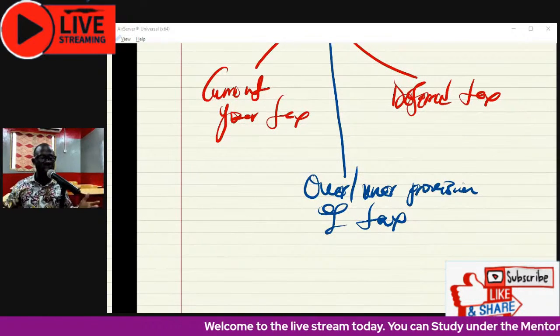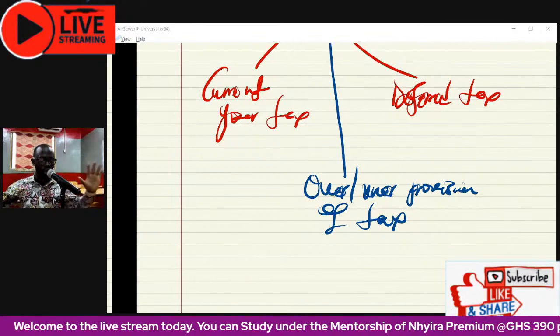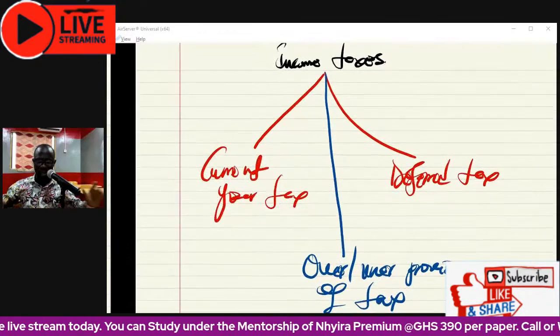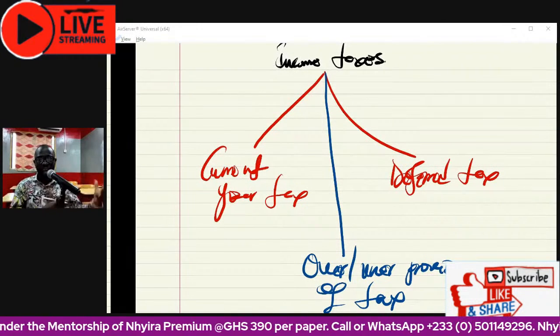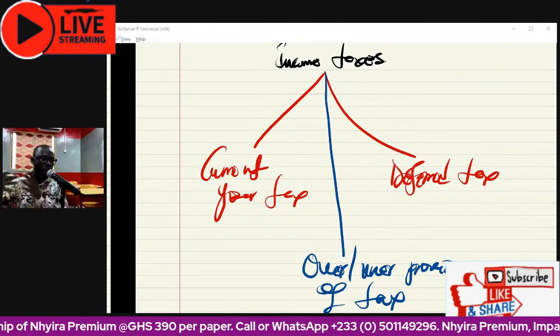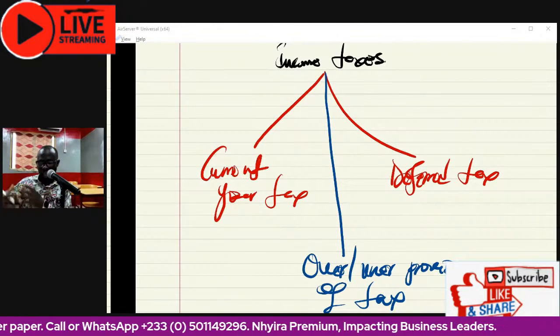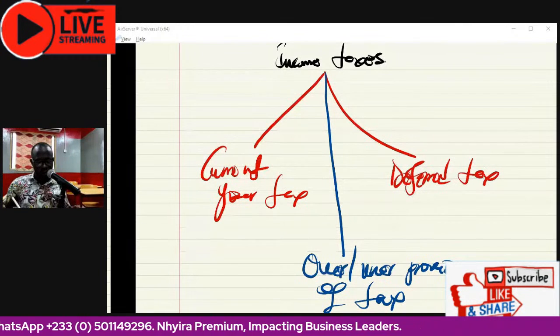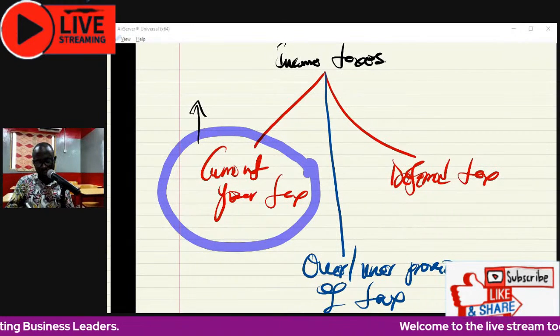Over or under provision of tax. Stay with me carefully because we are beginning to unpack. So when it comes to dealing with income taxes, three things basically we need to understand: the current year tax, over or under provision of taxes, and then deferred tax. Note that always, as a rule of thumb, the current year tax goes to the statement of profit or loss and other comprehensive income.